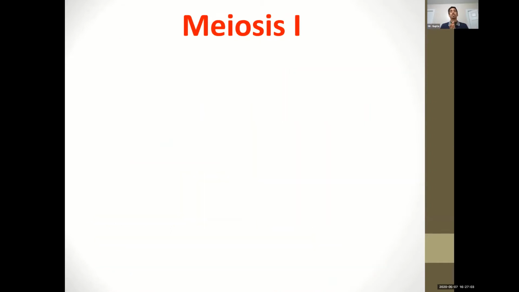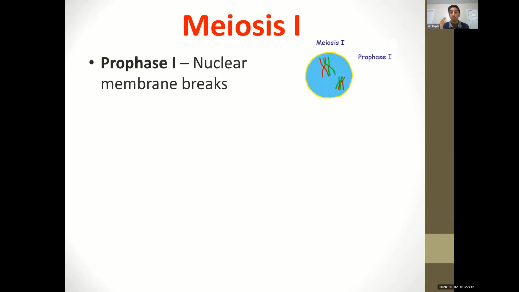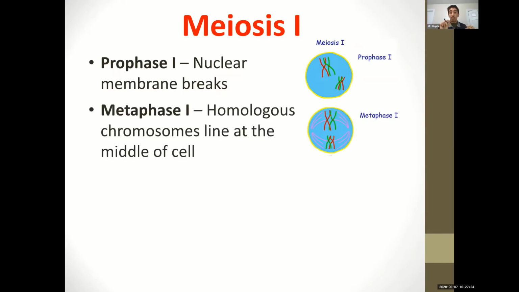First off, the stages of meiosis. So just like in mitosis, where there's prophase, metaphase, anaphase, and telophase, in meiosis, it's the same names. It's prophase 1, and then metaphase 1, anaphase 1, telophase 1. So in prophase 1, the nuclear membrane breaks. It's the same as prophase in mitosis. What's different in meiosis is metaphase 1. In metaphase 1, the homologous chromosomes line up at the middle of the cell, not the sister chromatids.